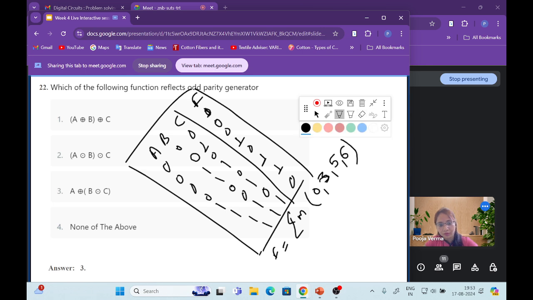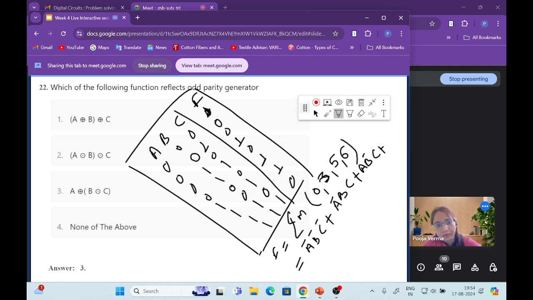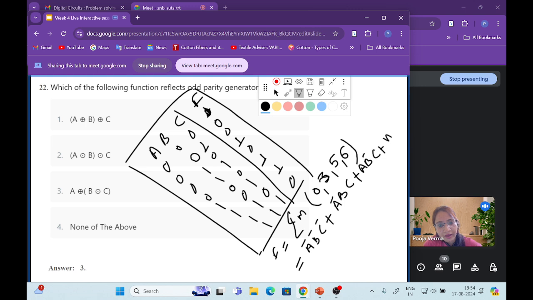It is 6. Okay, this is the minterm representation. Now if we want to write it as a Boolean expression, we look at which terms are 1. The first one is A' B' C'. The next one is at 3, so A' B C. Next one is A B' C. The next one is A B C'.